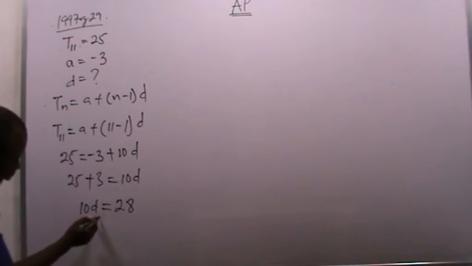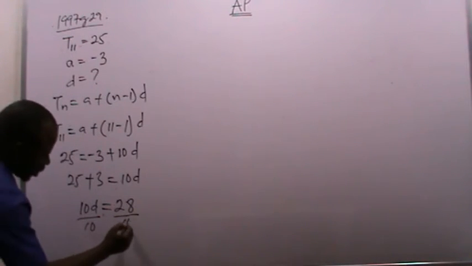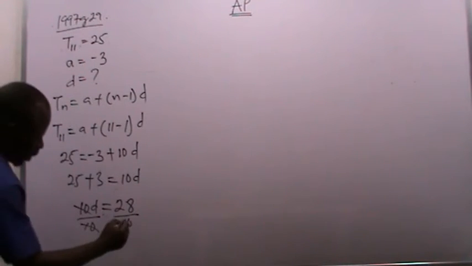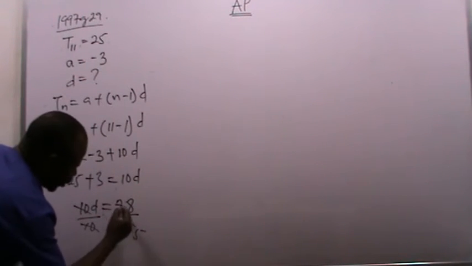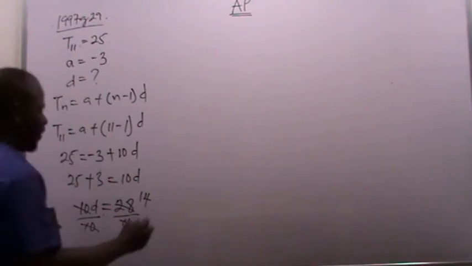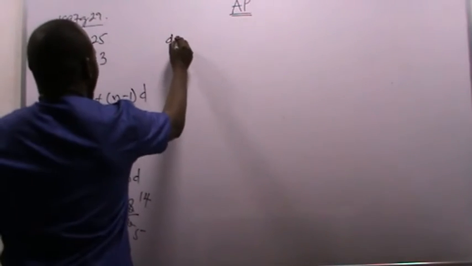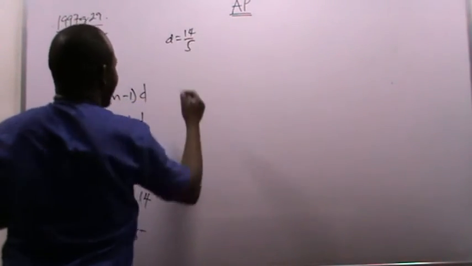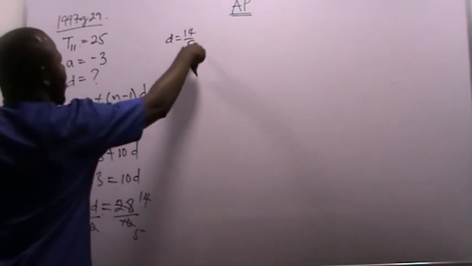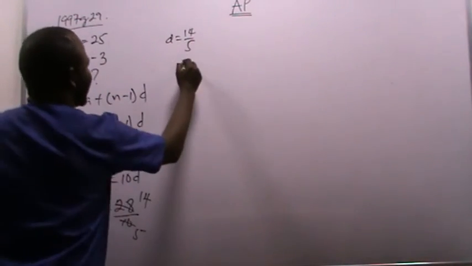So what do we now do? Divide this by 10. 10 will cancel 10. 2 can go here 5. 2 can go here 1 and then 4. So it means we have D to be 14 over 5. We can change it to a mixed fraction. How many 5s do we have in 14? That is 2.